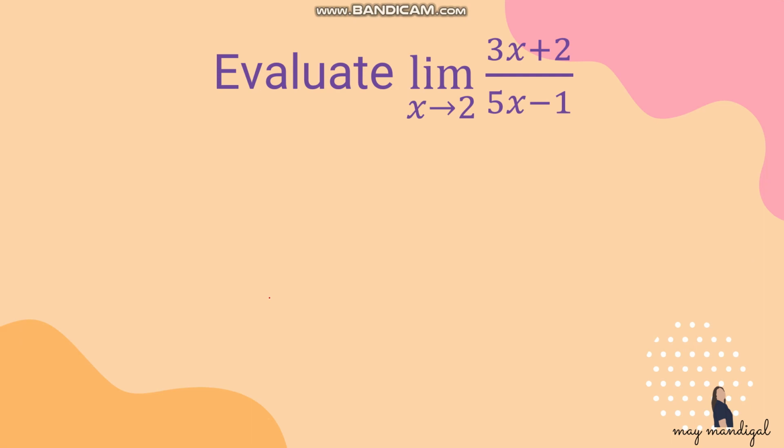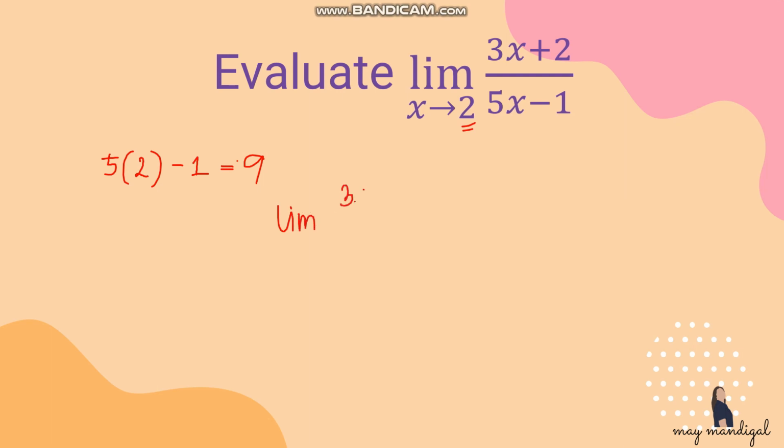Let's have this example. Let's say we have to evaluate the limit of 3x plus 2 all over 5x minus 1 as x approaches 2. Again, one thing that we have to do first is check if the value of c given here is part of the domain of the given function. In checking, all you have to do is substitute c into the denominator. So c is 2 and the denominator is 5x minus 1. If we substitute, we get a value of 9. Since this is not equal to 0, 2 is part of the domain. So we can do direct substitution and substitute 2 into the whole rational function itself. So let's do it.